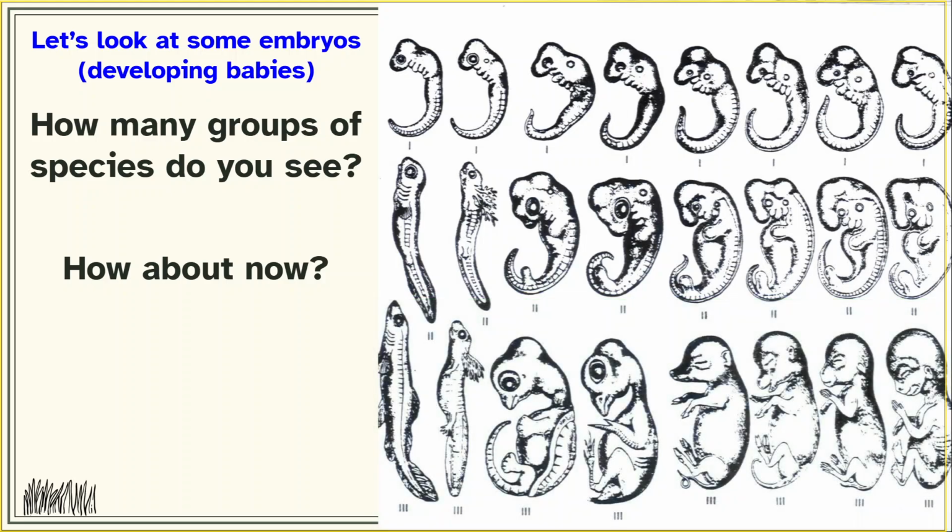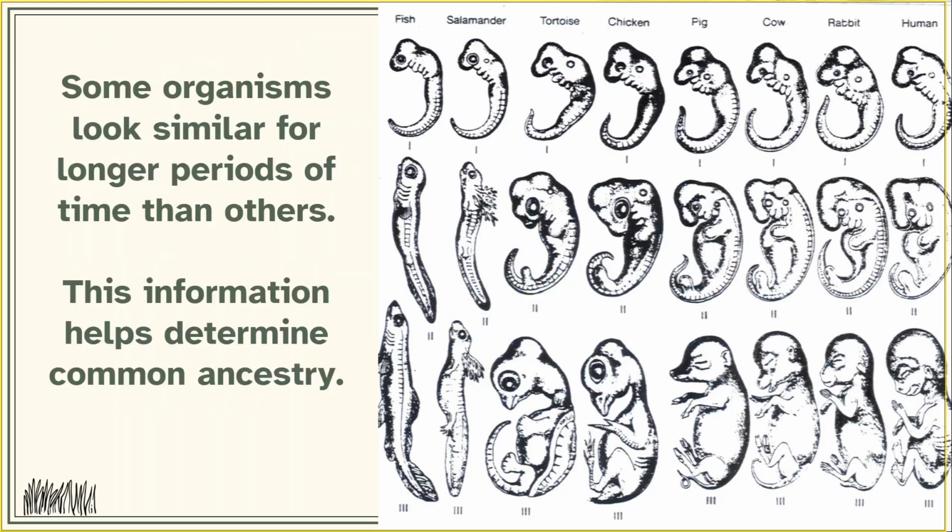So at the end, we should notice these are all actually different animals. We should notice the first one's a fish, the second one's a salamander, the third one's a tortoise, a chicken, a pig, a cow, a rabbit, and a human. All of those animals, when they're real animals, they look totally different from each other. But when they were embryos, they looked really similar.